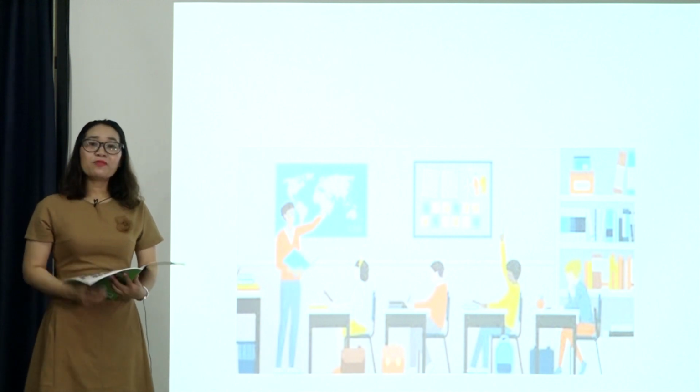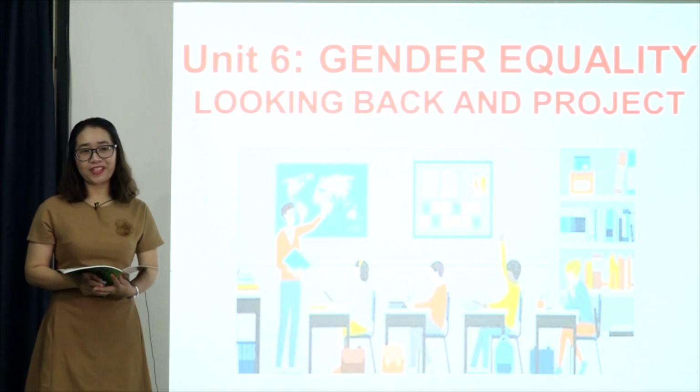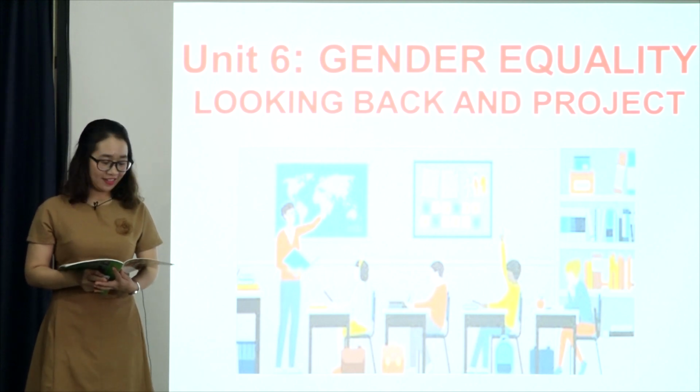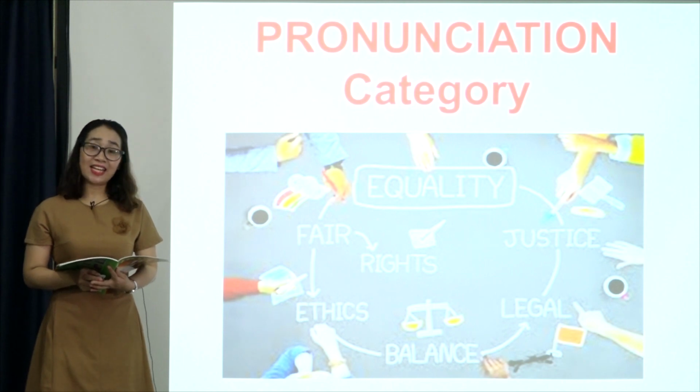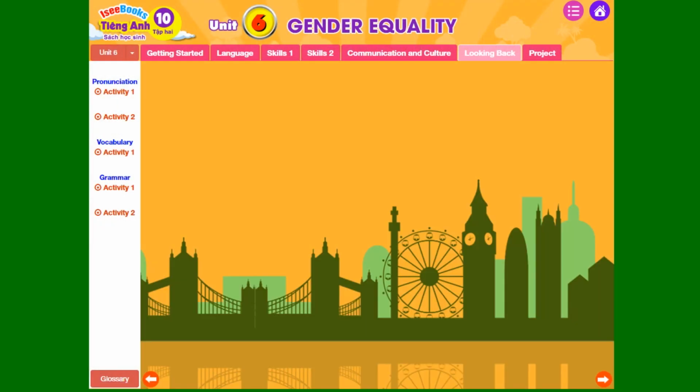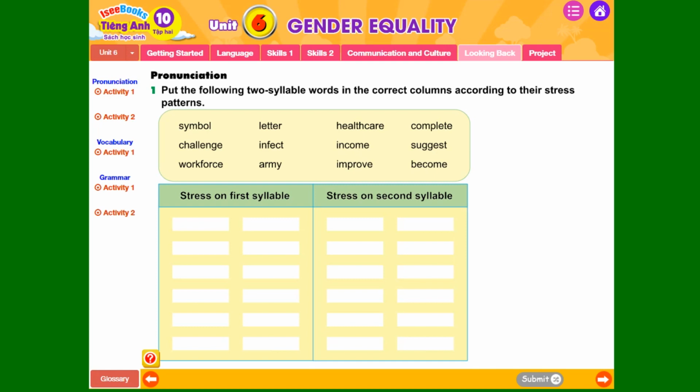Now, let's start with Unit 6, Gender Equalities, and we come to the final part, looking back and projects. The first one of looking back is pronunciation, and in the pronunciation, we come to Activity 1, Category. Put the following two-syllable words in the correct columns, according to their stress patterns.